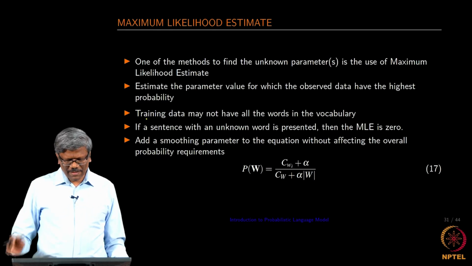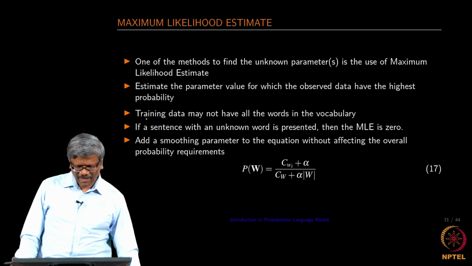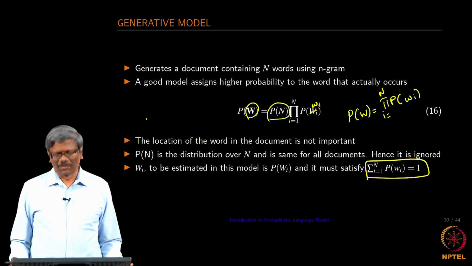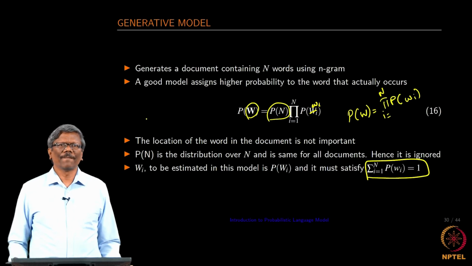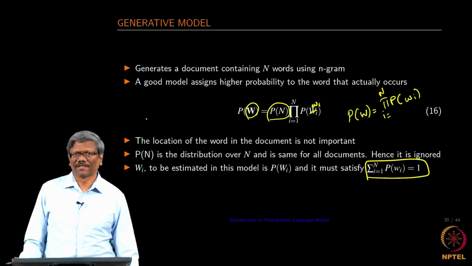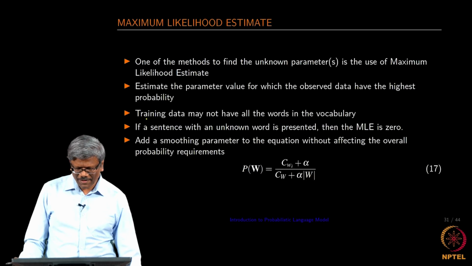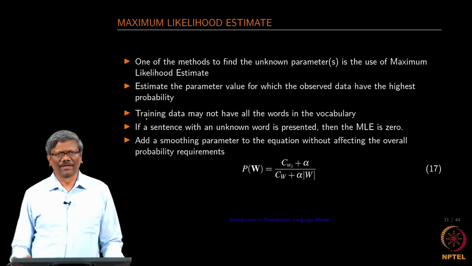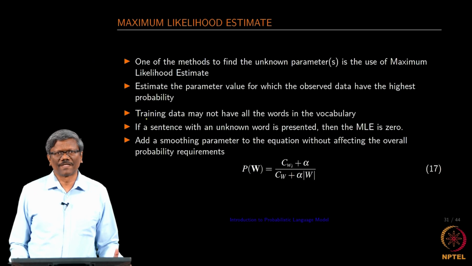So, if you use the formula, the probability of that word is going to be 0. That means the probability of the entire sentence is going to be 0. So, that is not the right way. We need to smoothen this up, so that we are not losing the other elements because of the unknown word that is present in this sentence.